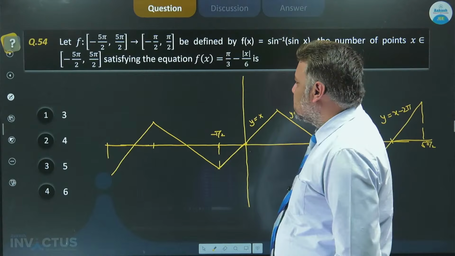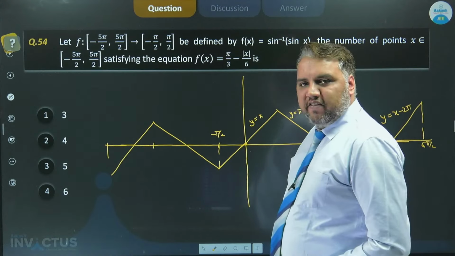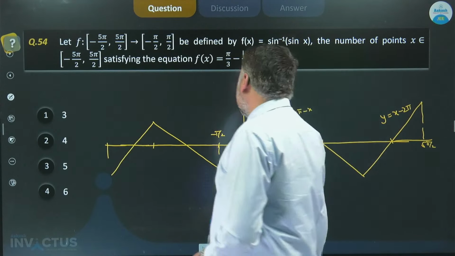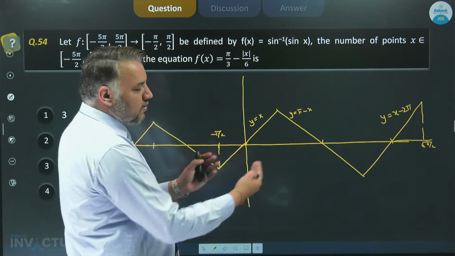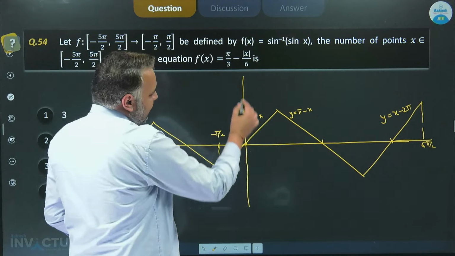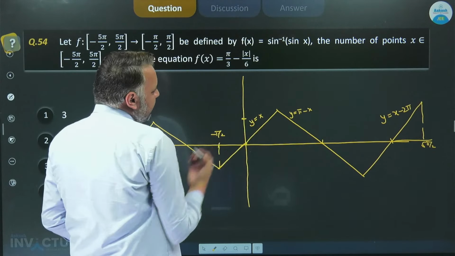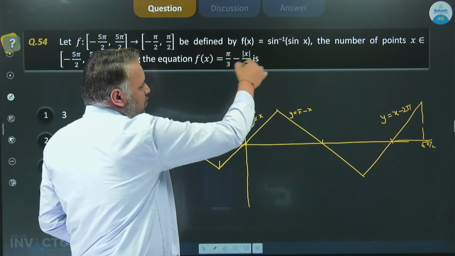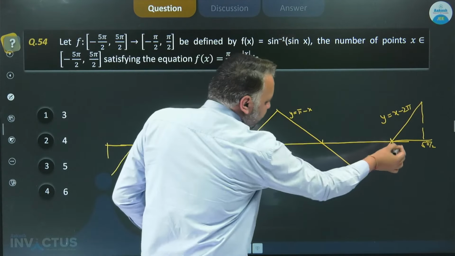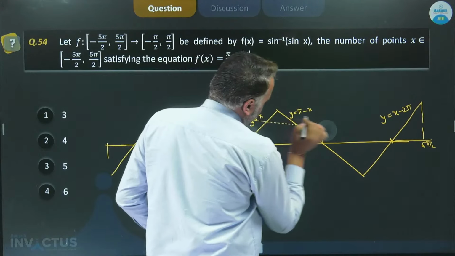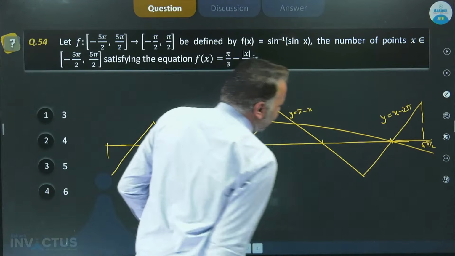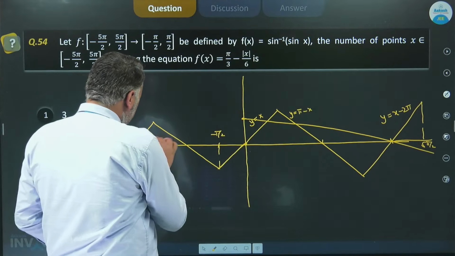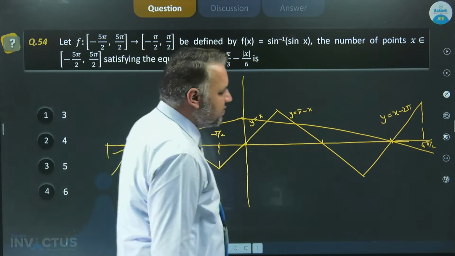Now we have to plot f(x) = π/3 − |x|/6. This is an even function because it's mod x. If you put x or −x, it will be the same. So let's plot this graph on the positive x-axis. At x = 0, the value of y will be π/3. And when y is 0, x will be 2π. So this will pass through this point. This is a straight line which will be something like this. And similarly, if you take the reflection on the left side, this will be something like this.